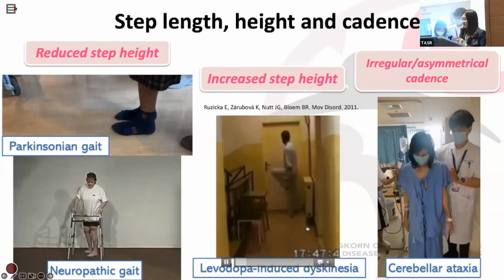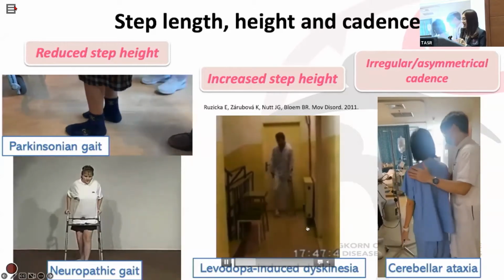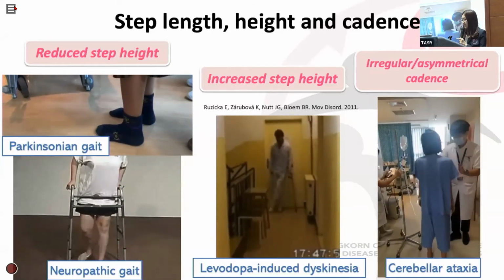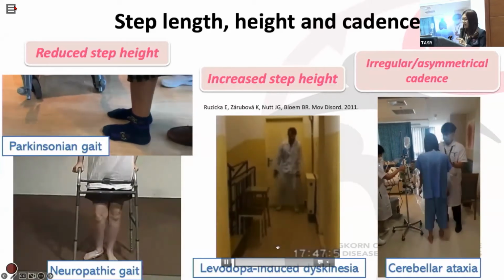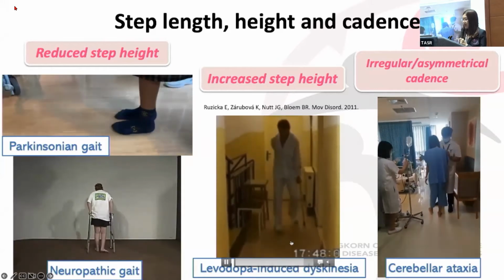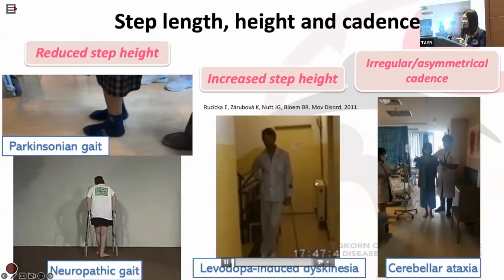An example is levodopa-induced dyskinesia, also known as the silly walk. You'll see that this patient has stamping with high step height. And also that his arm swing is increased.